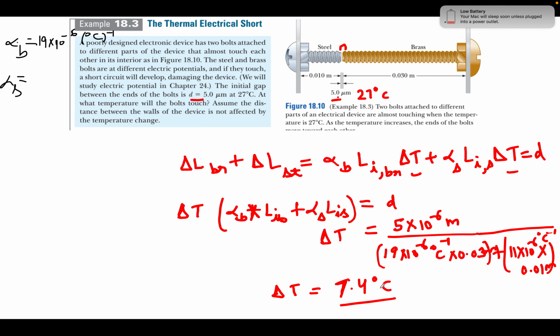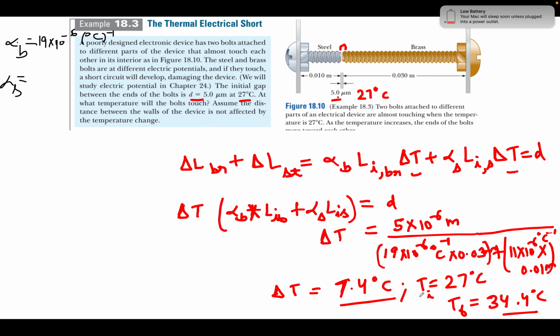So this much temperature must be increased. If the initial temperature was 27 degrees Celsius, the final temperature attained will be 27 plus 7.4, which would be equal to 34.4 degrees Celsius. That is the final temperature which needs to be reached for them to join at that particular point, where the gap between steel and brass will become 0.